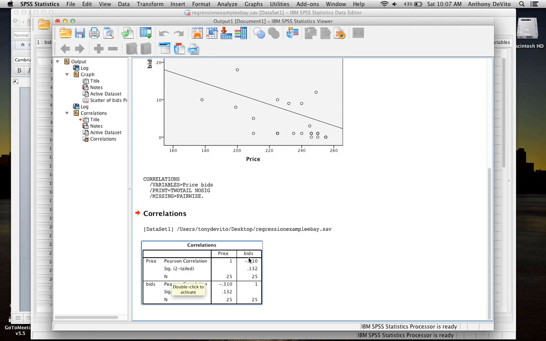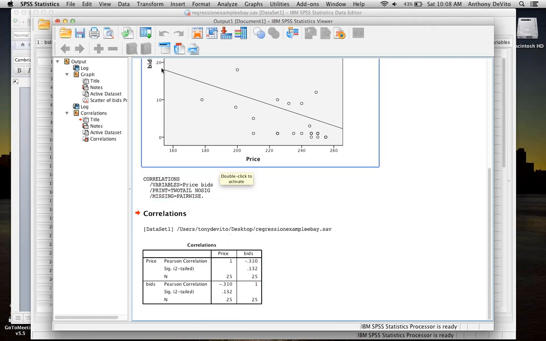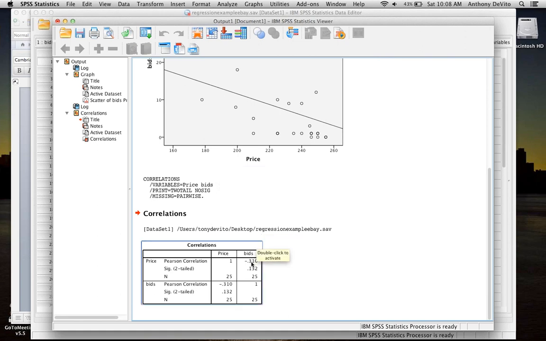Okay, in this case, it finds that the correlation value is, let's see, well, it's negative 0.310. Well, first of all, the fact that it's negative suggests that as one variable goes up, the price goes up, the other variable goes down, the number of bids go down. And that agrees with what we see in the graph.